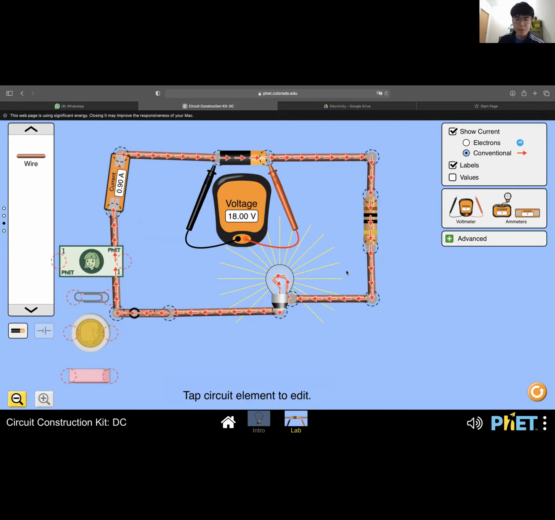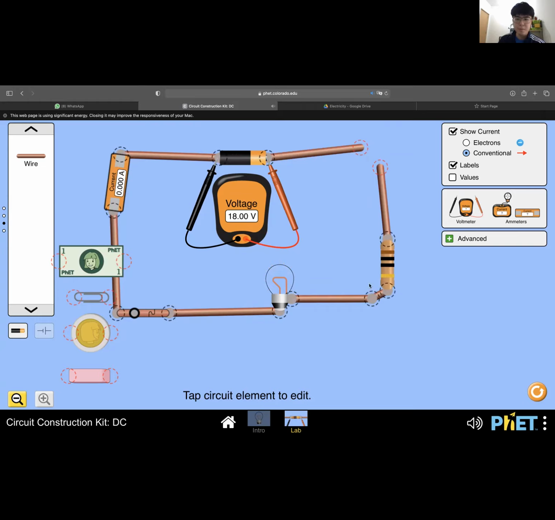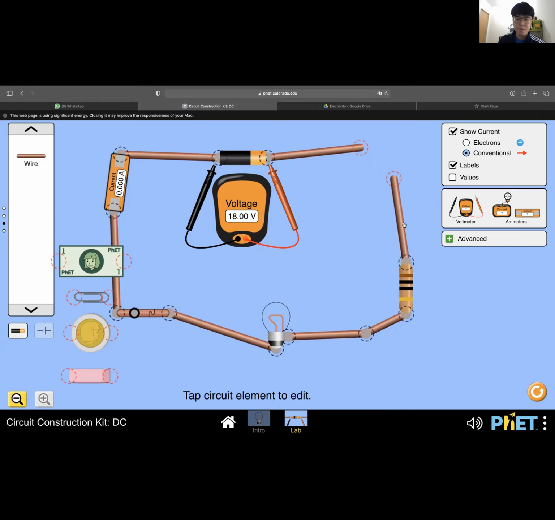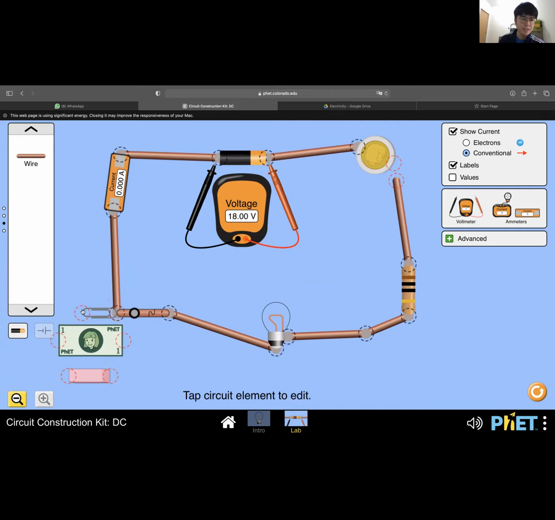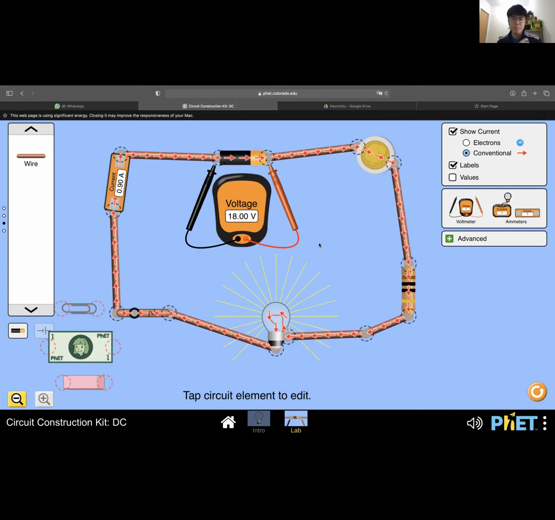Now, I'm going to detach over here. Let's see. Okay, here. Adjust this a bit. Okay, let's try a coin. Will there be current flow if I connect this in the circuit? Let's see. Yes.